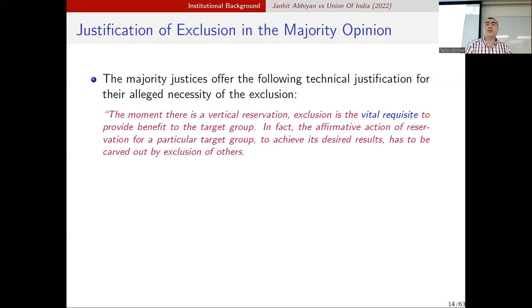So the majority justices offer the following technical justification for their alleged necessity of the exclusion. The moment there is vertical reservation, exclusion is the vital requisite to provide benefit to the target group. In fact, the affirmative action of reservation for a particular target group, to achieve its desired result, has to be carved out by the exclusion of others. So the majority justices are claiming that if you do have overlapping reservations, the new group cannot benefit. Others get too much. As a result, there has to be a partition. That's a technical claim. Yes.